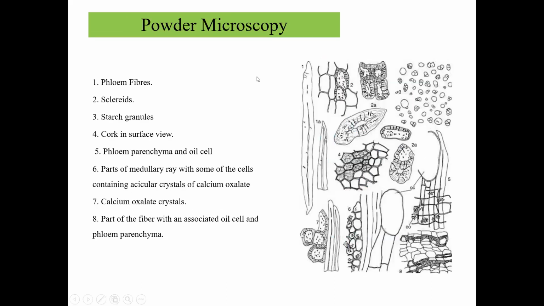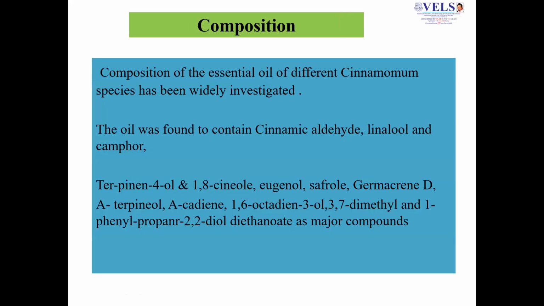Powder microscopy. The first seen character is the phloem fibers, which are highly lignified and consist of definite pits and canals. Next come the sclereids. The third is the starch granules. The fourth is the cork in surface view. Fifth is the phloem parenchyma with the oil cell. Sixth is part of the medullary ray with some cells containing acicular crystals of calcium oxalate, and calcium oxalate in individual cells. And lastly, part of the fiber with an associated oil cell and phloem parenchyma.